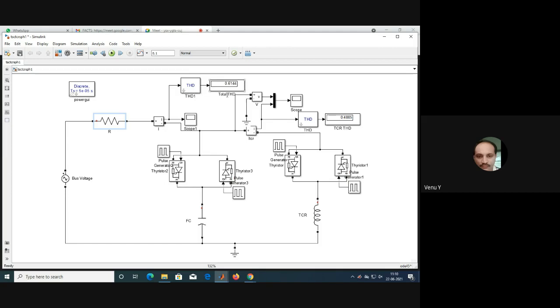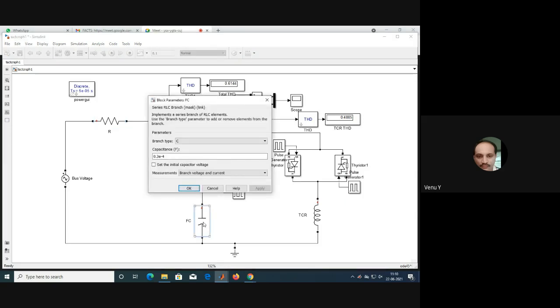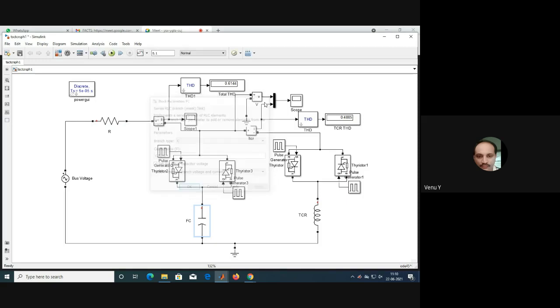In the display, the THD content is displayed, and here there are two legs. The first leg is TSC, so capacitance value 0.3 e power minus 4, and an anti-parallel combination of thyristors connected in series.